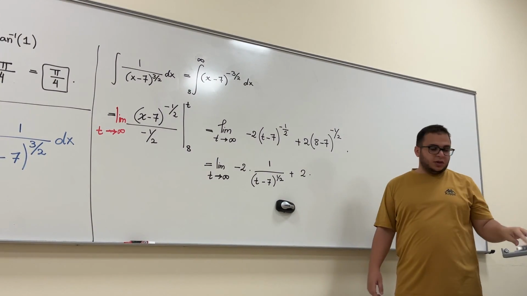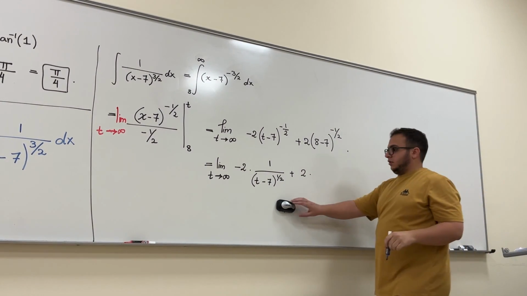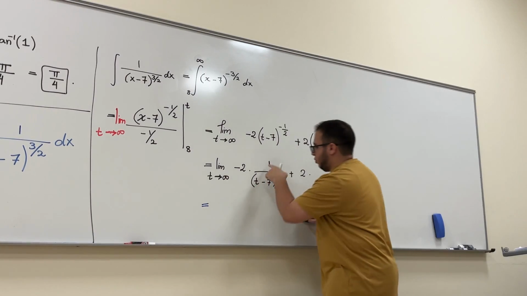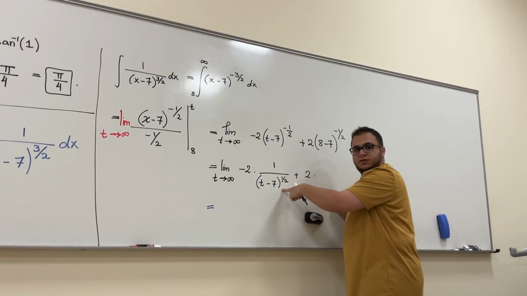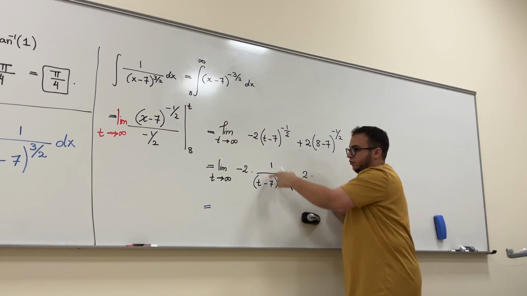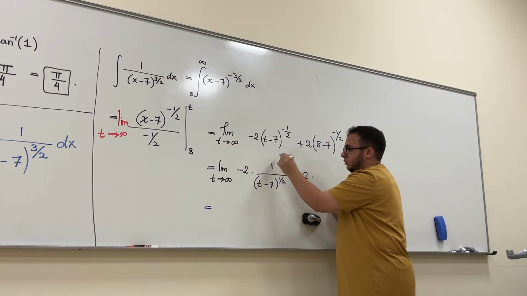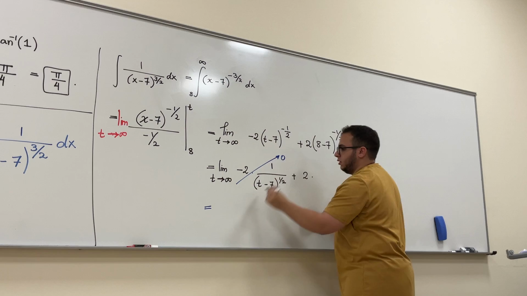Yeah? Now what? Plug the limit again. 1 over infinity minus 7 is infinity. Root of infinity is infinity. So 1 over infinity is what? 0. So this goes to 0. So the answer is 2.